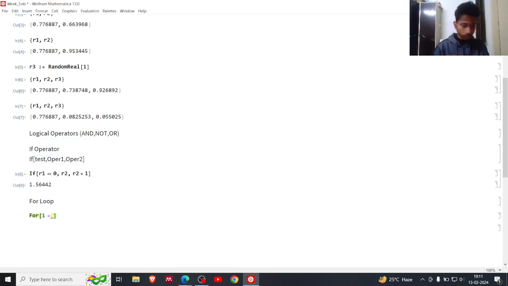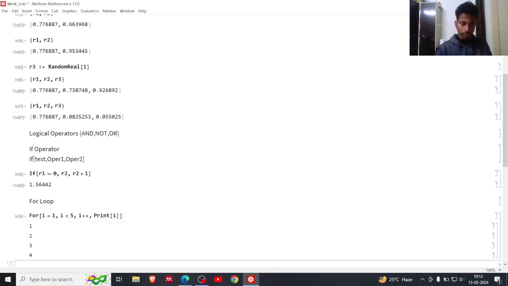For I equal to 1, I less than 5, I plus plus, print I. So here basically we are starting from I equal to 1. It will go up to I less than 5, and it will execute I plus plus, and then it will print I. So we'll just enter.